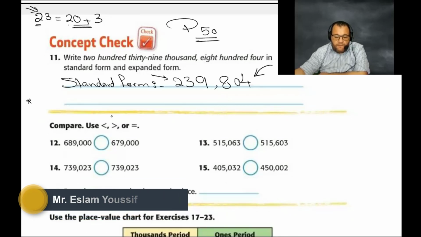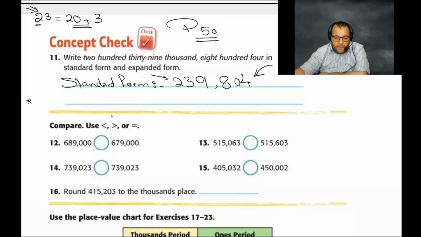239 plus 804? No, I need the value of each digit. 239, is it one digit? No. So I need the value of each digit. Even if that's right or wrong, no problem for me. Like 20 plus 30 plus 90? No, 2 here in which value? So just wait, listen with us. Then we can go back and solve it.